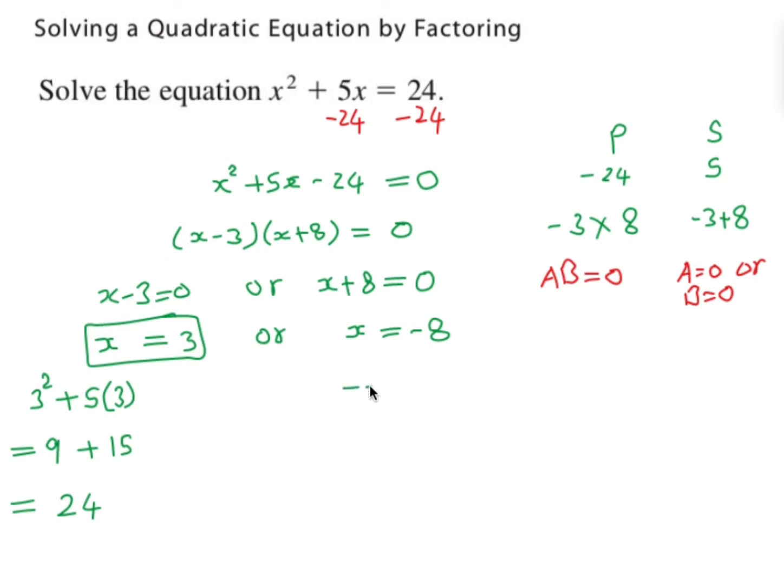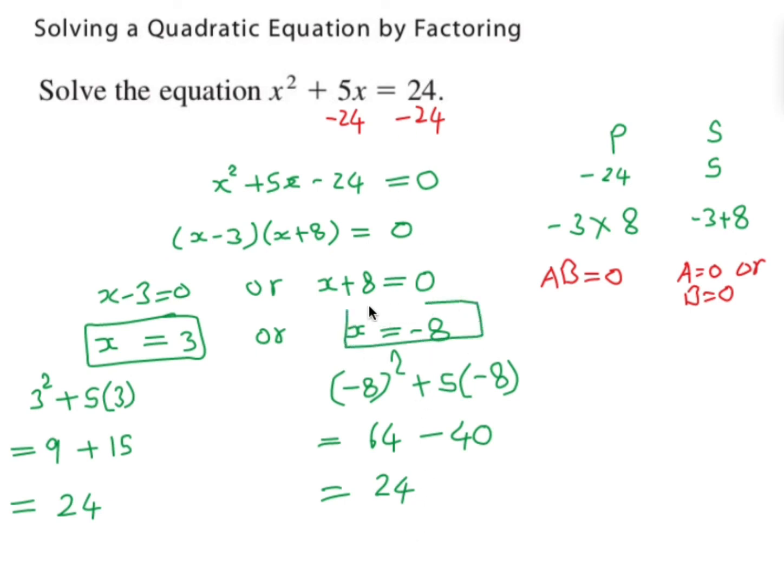Okay, minus 8 square plus 5 multiplied by minus 8. Minus 8 square is 64 and 5 times minus 8 is minus 40. 64 minus 40 is 24. So yes, we got this one. So this is our solution. Both our answers are correct and they satisfy this quadratic equation.